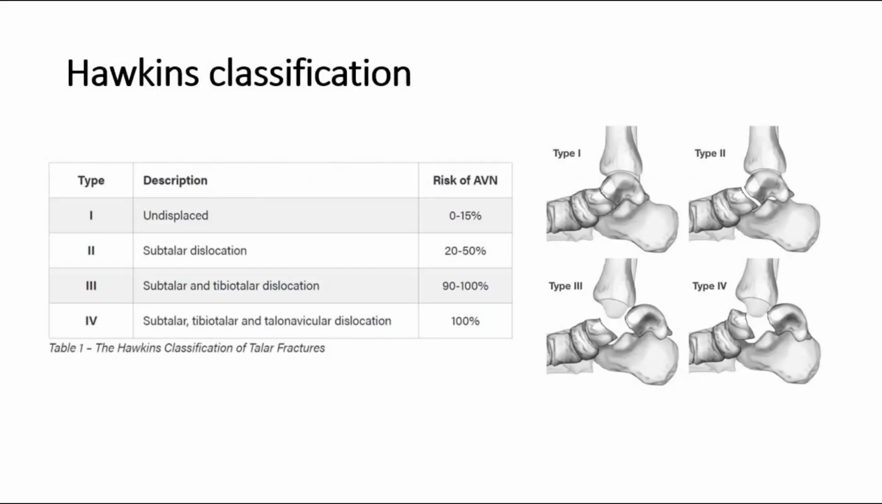Classification. Talar neck fractures can be classified by the Hawkins classification. Type 1 is undisplaced. Type 2 is subtalar dislocation. Type 3 is subtalar and tibiotalar dislocation. And Type 4, subtalar, tibiotalar and talonavicular dislocation.